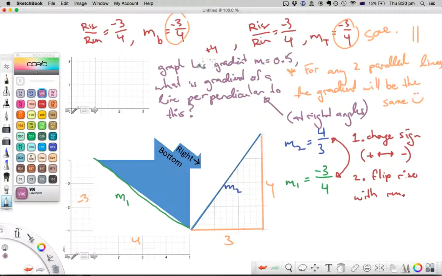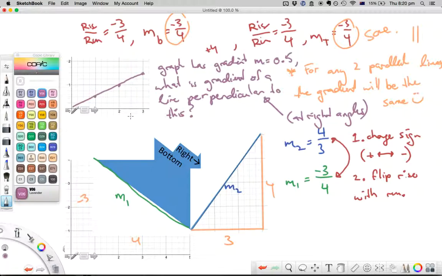So first off, what is a gradient of m equals 0.5? Well, it means for every step we go across, we have to go up half a step. Sorry, I misspoke then. For every step we go across, you have to go up half a step. Another step across, have to go up another half a step. So it's going to look like this. And what would a perpendicular line look like?